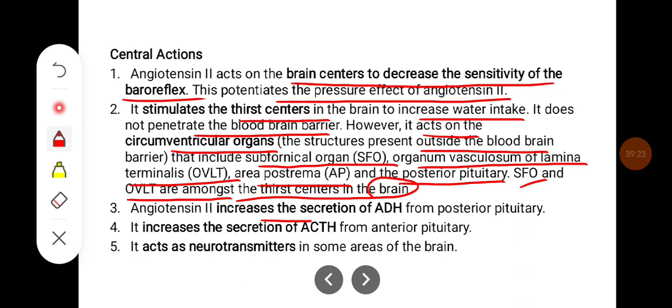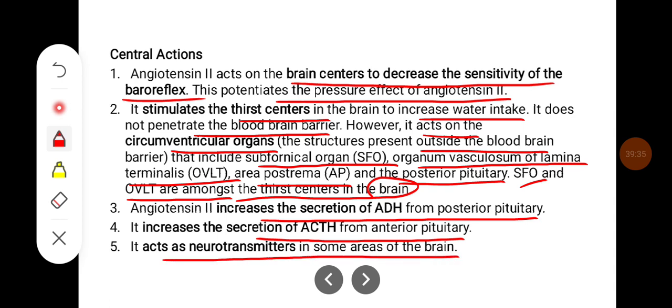Angiotensin 2 increases secretion of ADH from the posterior pituitary. It increases the secretion of ACTH from the anterior pituitary. Another function is that it acts as a neurotransmitter in some areas of the brain.